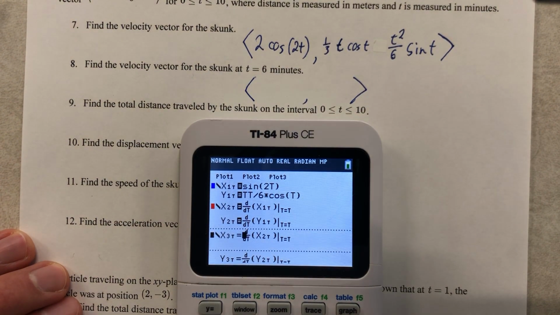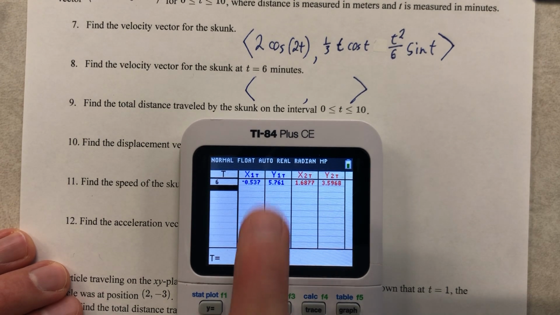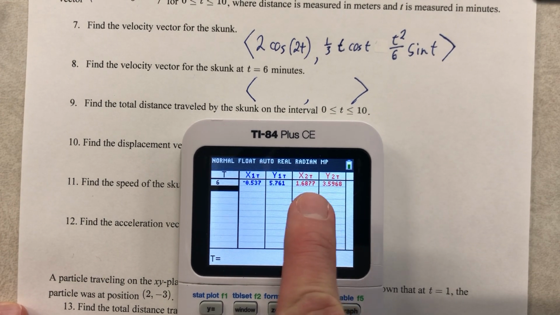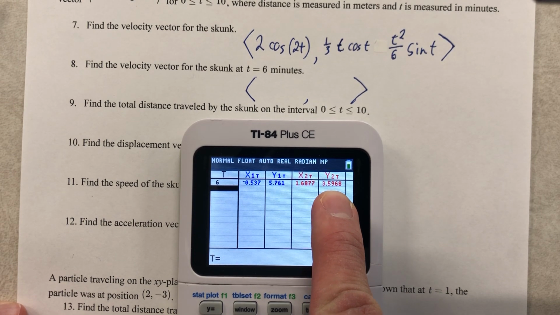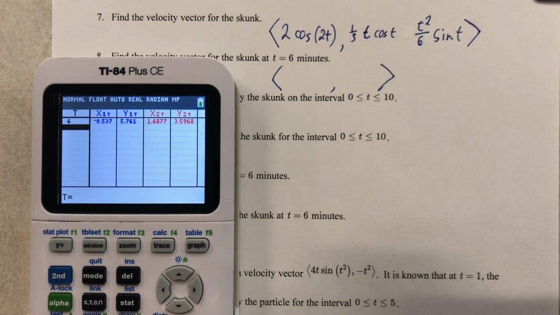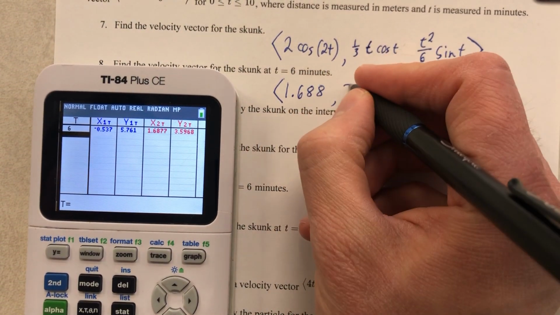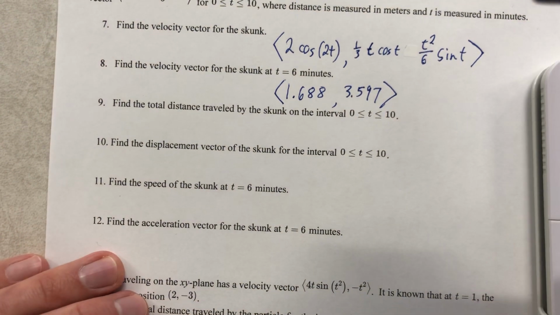And there's the acceleration if we need it, but I want to know the velocity vector at 6 minutes. I'm going to go to the table, second table, and I'm going to type in 6. It's not this. That tells me its position. This was displacement. This tells me, almost got stuck on that. It tells me its position, not its displacement. Okay, got it. This tells me its velocity. Sorry, I almost said the wrong thing. I did say the wrong thing. 1.688 and then 3.597. There we go.